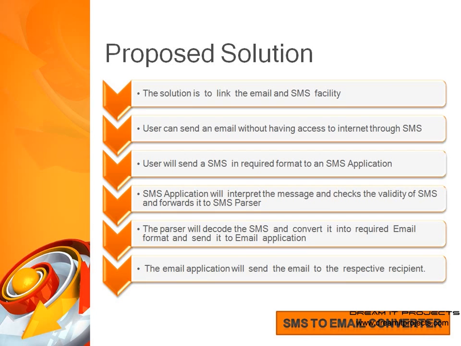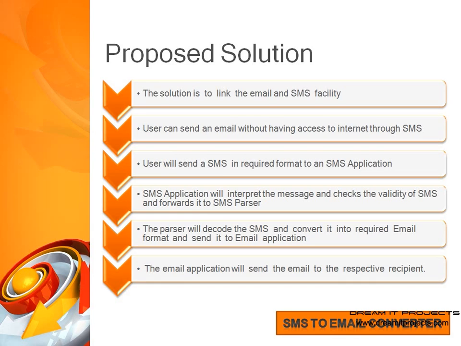So what is the proposed solution? The proposed solution is to link email and SMS facilities. The user has to register himself on a particular website, and then add his email accounts like Yahoo, Gmail and so on. Whenever the user has to send an email, he just has to send a simple SMS to a particular number in a specified format. If the user does not know the format, he just has to send a text message saying so, and the application will automatically send him the format of the message that needs to be sent.